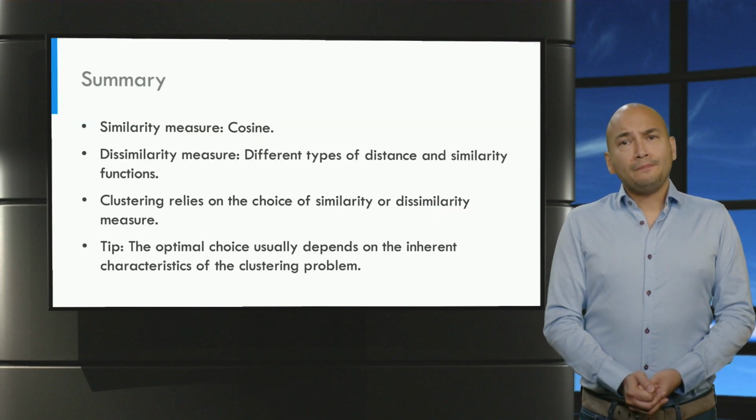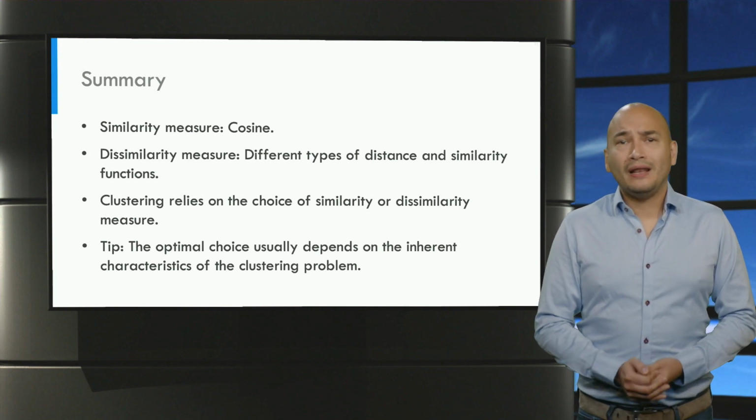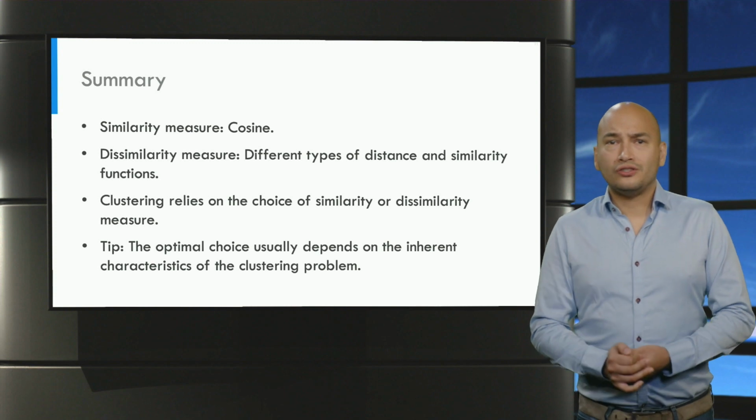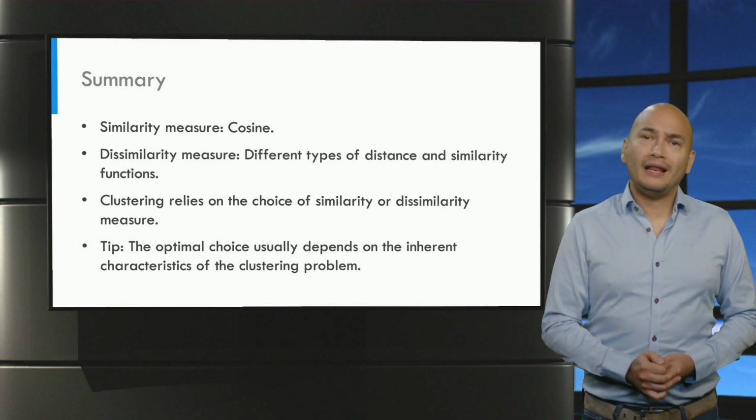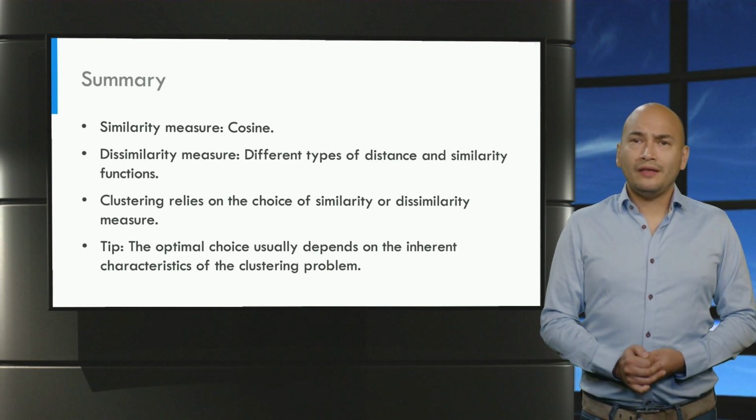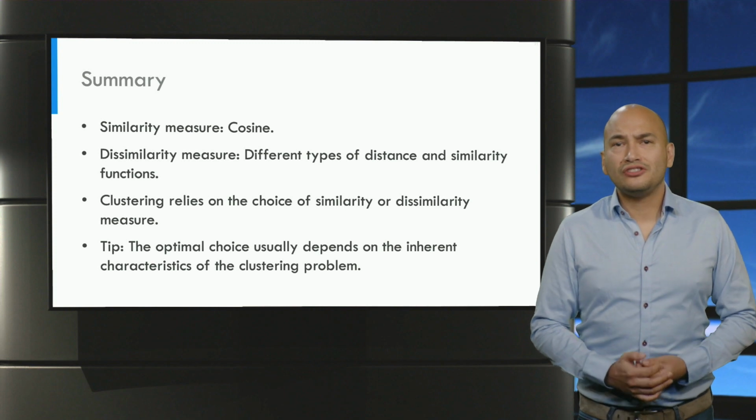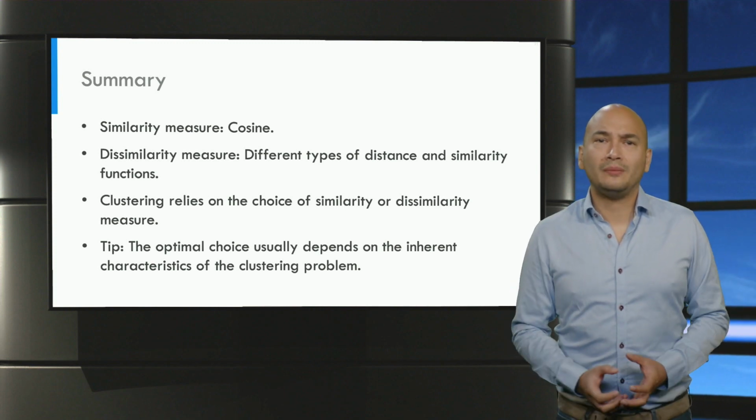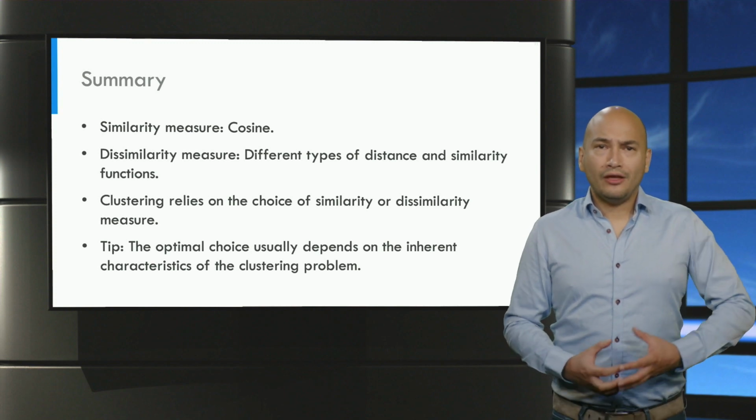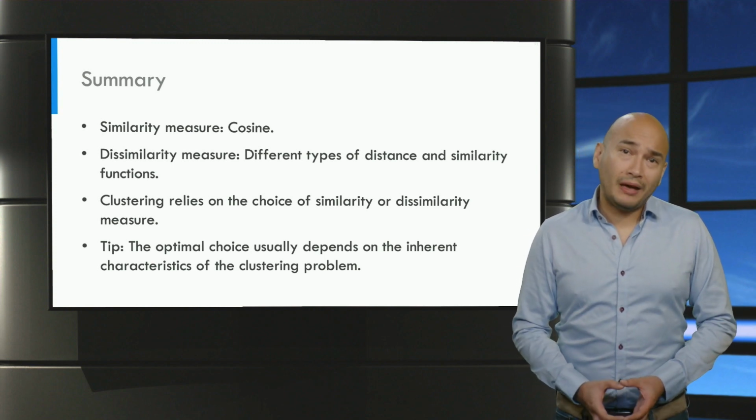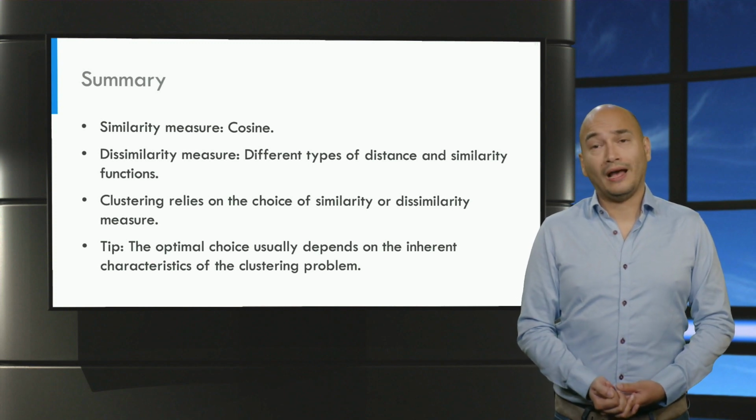In this video, we learned about typical similarity and dissimilarity measures, including cosine, different metrics of distance, and dissimilarity functions with non-vector inputs. Clustering results rely on the choice of similarity or dissimilarity measure, and we should understand that the optimal choice usually depends on the inherent characteristics of our clustering problem and data.